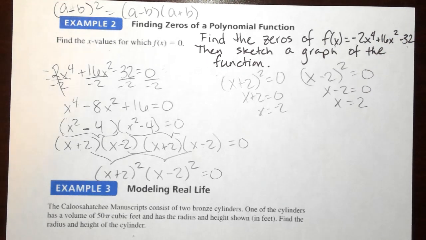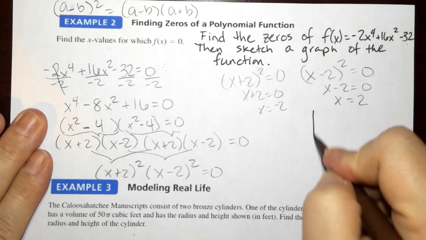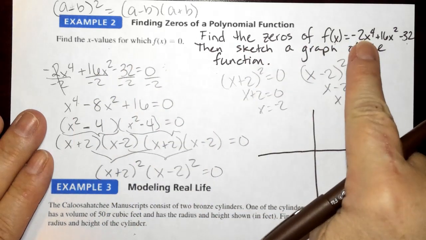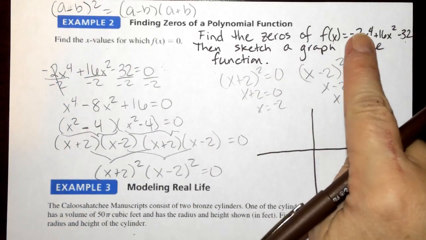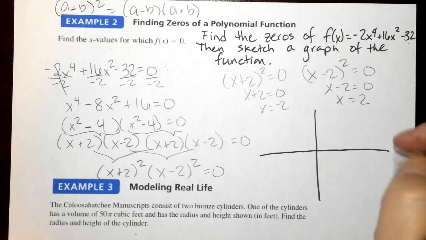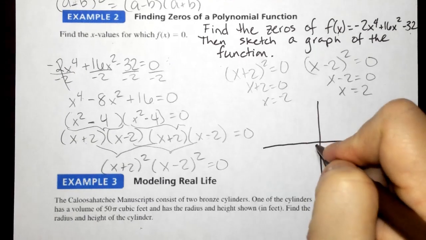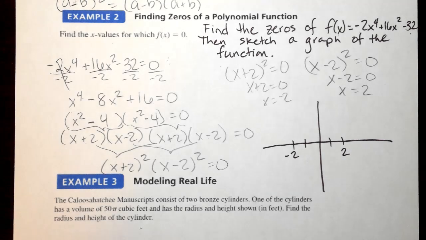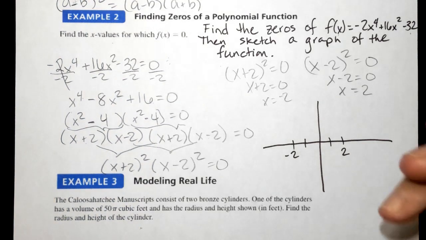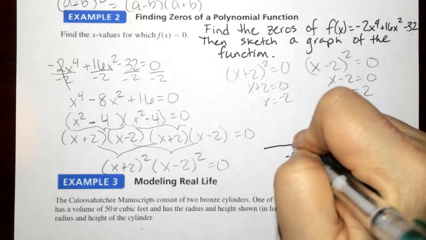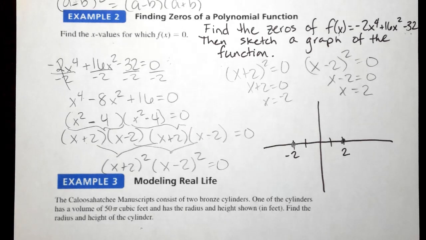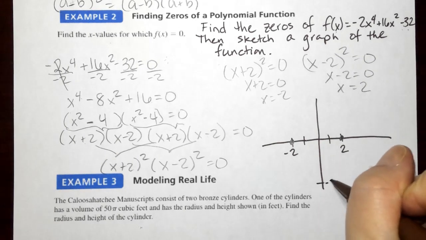So it did say sketch a graph. Unfortunately, we weren't given a graph, but we're going to sketch it real quick. We know that our greatest exponent is 4. It is negative, so it's going to be facing down. So if you remember from lesson 1, that means that it's going to kind of look like an M. So we know that our graph is here and here, and then we have a y-intercept of -32. So we're going to pretend like this thing is way down here at -32.